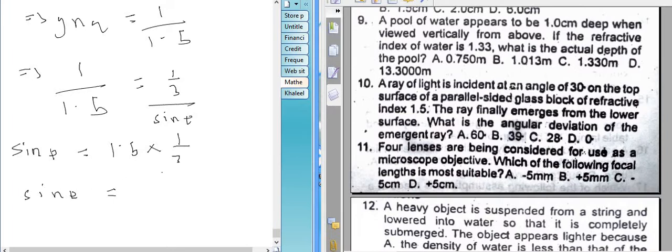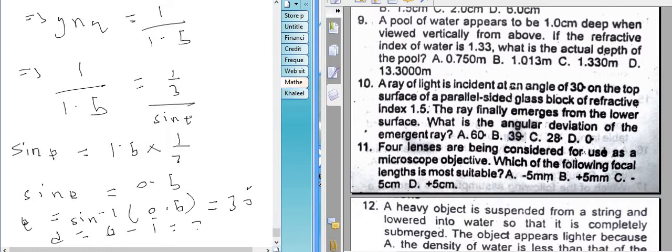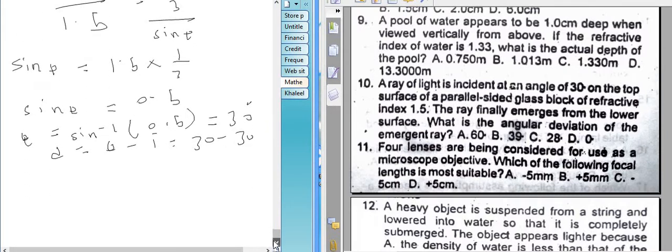1.5 times, that is divided by 1 over 3, the sum is 0.5. So to get this, we are going to take the sine inverse of both sides. So sine inverse of 0.5 is 30 degrees. So the deviation here is going to be equal to E minus I, that is 30 degrees minus 30 degrees, which is equal to 0. 30 minus 30 is 0. So this means that the angle of deviation is 0 degrees, meaning no deviation. Therefore, question 10, the correct option is D. Option D.